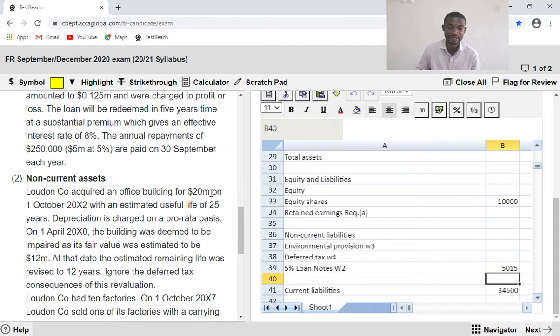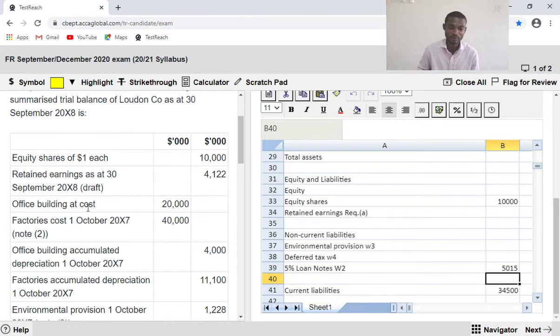20 million, here it is, 20 million. Good. And remember, it was bought on the 1st of October, 2022. So if you're looking at the current year, at the start of X7, you have to count the number of years so far. And again, we're giving the accumulated depreciation, so that should not be a problem. So the accumulated depreciation is given here at 1st October X7. So to have the current amount, which will be 20 minus 4, and that will give you 16.